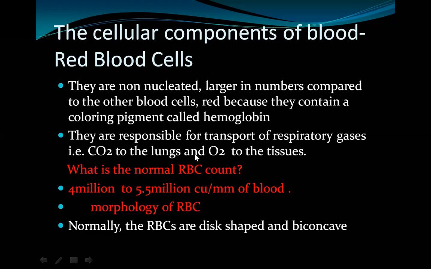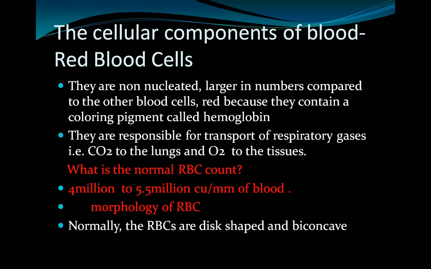Then we look at some of the properties of these red blood cells: normal blood count, morphology, and their functions in blood. Then we look at the process of formation. So red blood cells are non-nucleated, so they don't have a nucleus.